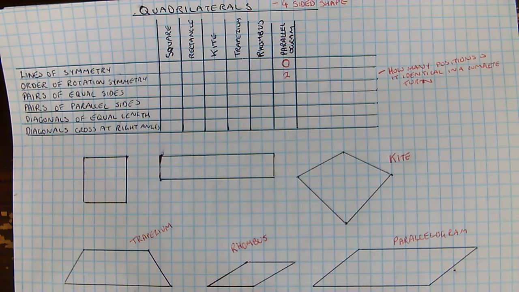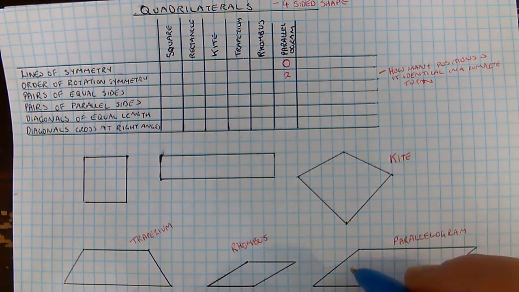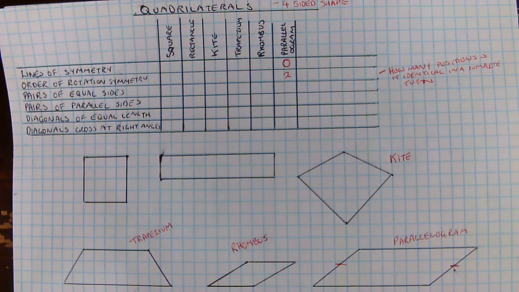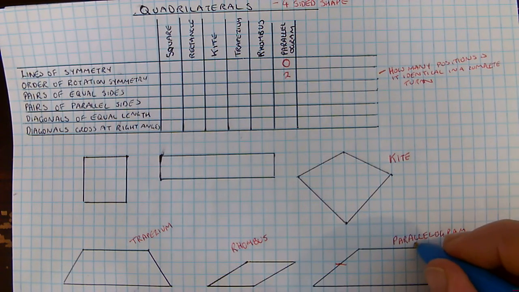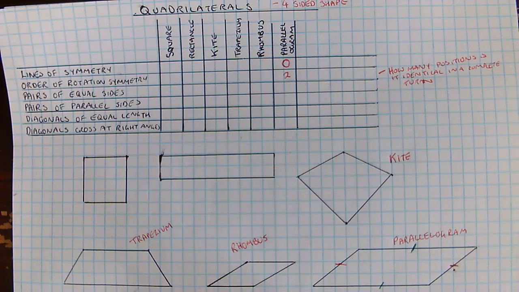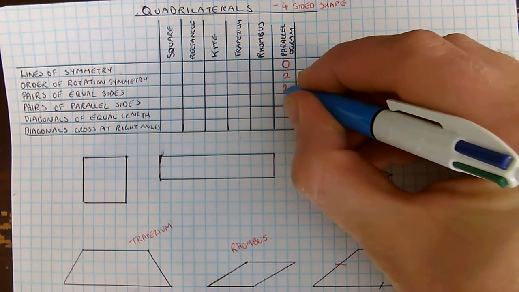How many pairs of equal sides do I have? Well, this side here with the red tick on it and this side here with the red tick on it are equal lengths. I've got one pair there. The top with the green tick on it and the bottom with the green tick on it are also of equal length. If you need to check, you can do so with a ruler. So I've got 2 pairs of equal sides.